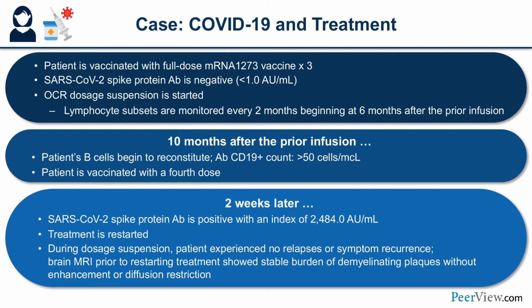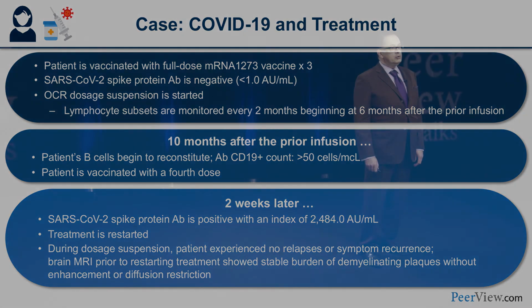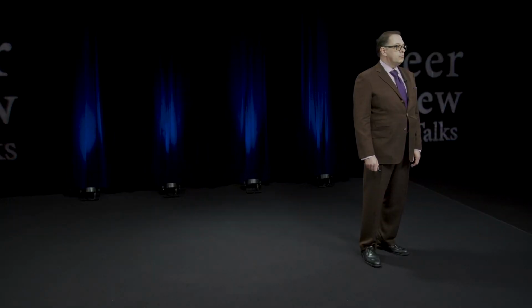Ocrelizumab was restarted, and important to consider during dosage suspension, she experienced no relapses or occurrence of prior symptoms, and her brain MRI prior to restarting Ocrelizumab showed a stable burden of disease. So to summarize, B-cell depletion via anti-CD20 monoclonal antibodies is a highly effective strategy for controlling disease activity in relapsing MS patients and is also moderately effective at prevention of disability worsening in patients with primary progressive multiple sclerosis.